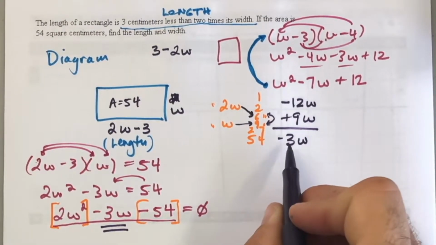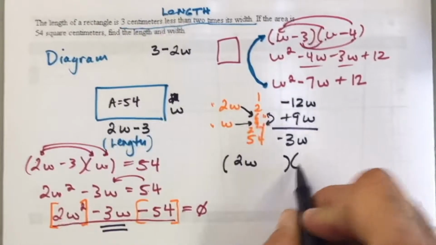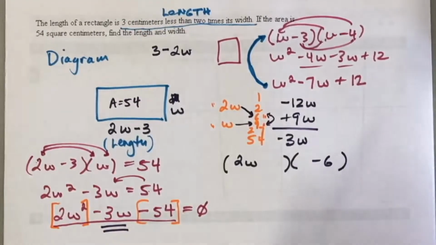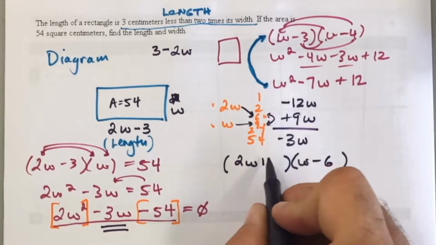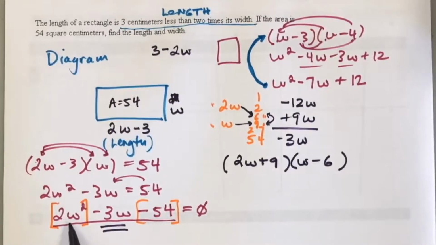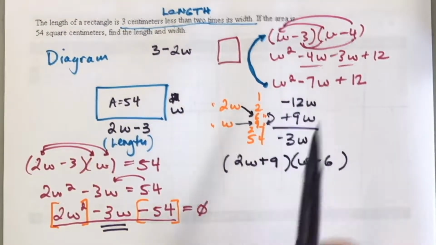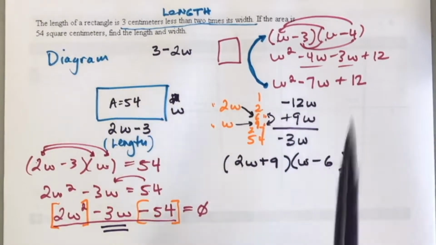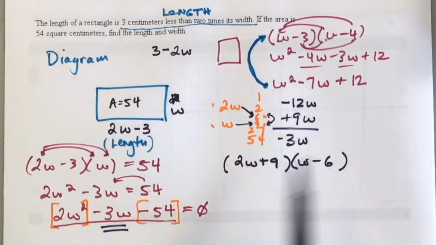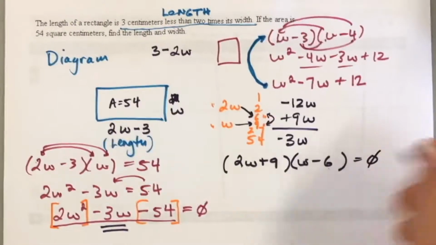So what did I do? I did 2W times a negative 6, and I did W times a positive 9. And if you see, 2W times W, 2W squared. 2W times negative 6, negative 12W. 9 times W, 9W. 9 times a negative 6, negative 54. Now don't forget, this is equal to 0.